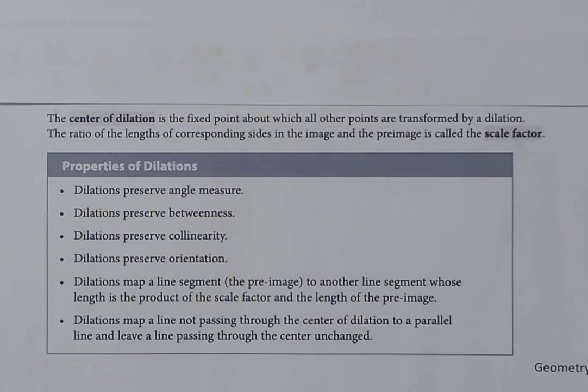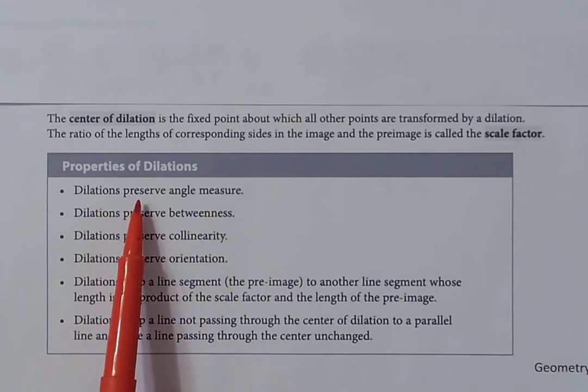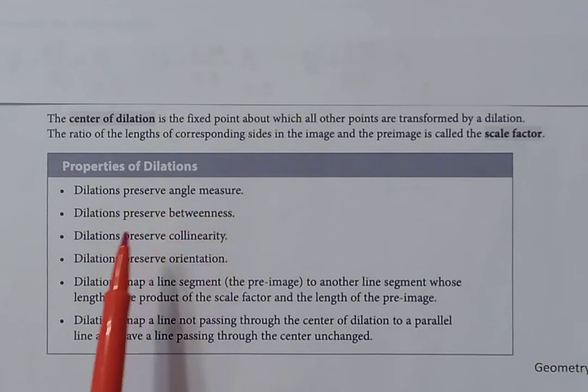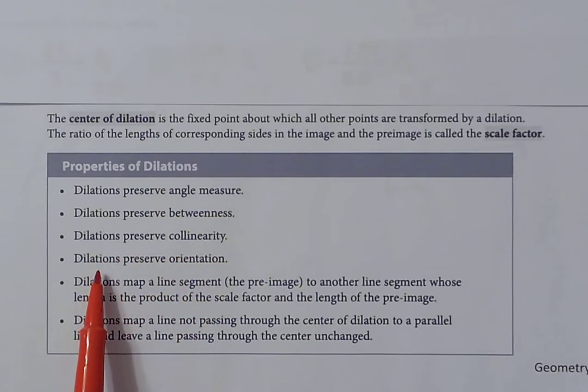So whenever you're trying to figure out scale factor, it's prime over original. And then you just have to simplify that fraction. Now, properties of dilations. Dilations have to preserve angle measure, which we found, so they have to have the same angle measure. Dilations preserve betweenness. They preserve collinearity. Dilations preserve orientation, so that means it has to face the same way. That means you cannot reflect it, that means you cannot rotate it. A dilation just maintains the same orientation.